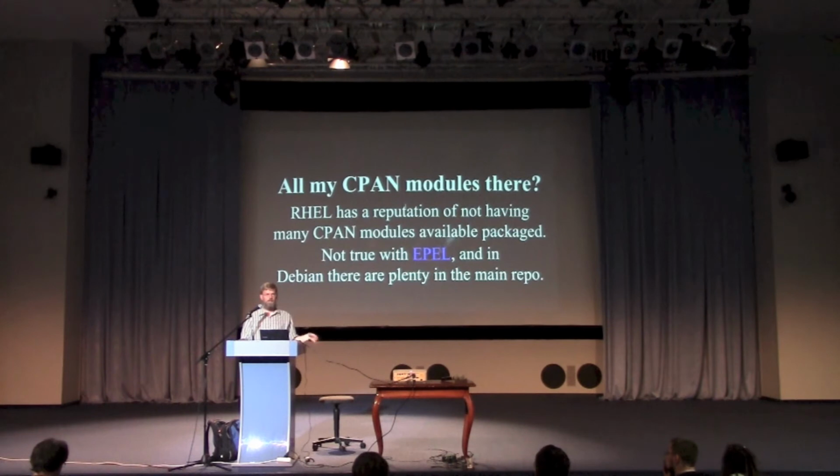And to leave the RPM space, I'll mention a few things about Debian, even though it's not my area of expertise. But Debian has a lot of CPAN modules prepackaged also. And the same advantages that I've mentioned about RPMs apply with dpkg and apt.